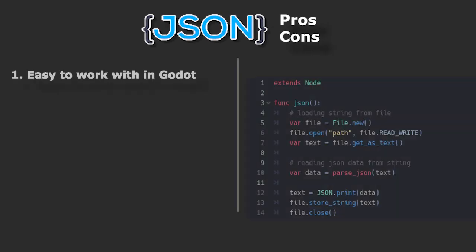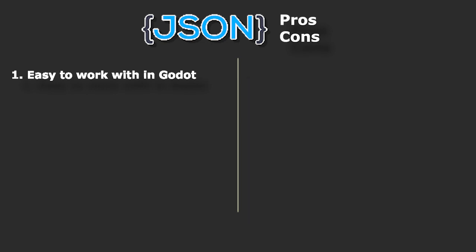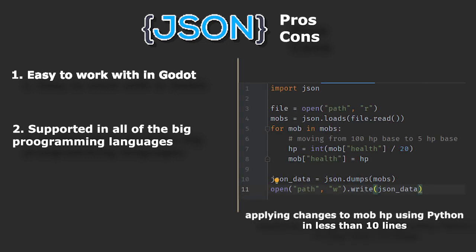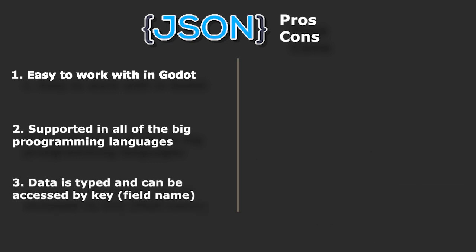Pros. It's easy to work with JSONs in Godot. It literally takes one function call. JSON is supported in all of the programming languages, so you can programmatically edit and test it easily. JSON supports basic typing. Objects inside of it are named, so you can use these names in your code to extract data for a specific class.